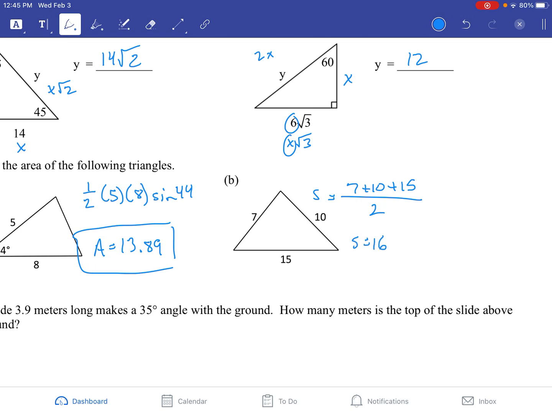All right, now we can put that into the formula for the area. So we're going to have 16, and I'm going to put in parentheses the S minus all the sides. So 16 minus 7 is going to be 9. 16 minus 10 is going to be 6. 16 minus 15 is going to be 1. I have to multiply those together and then square root it. So we have 16 times 9 times 6 times 1, sorry. And then the square root of that answer gives me an area of 29.39.